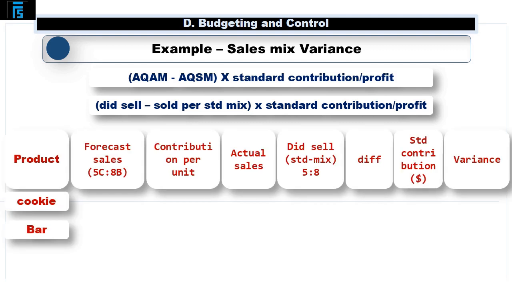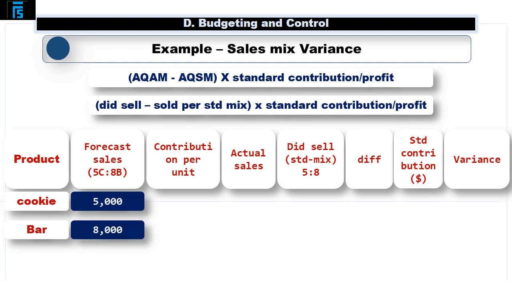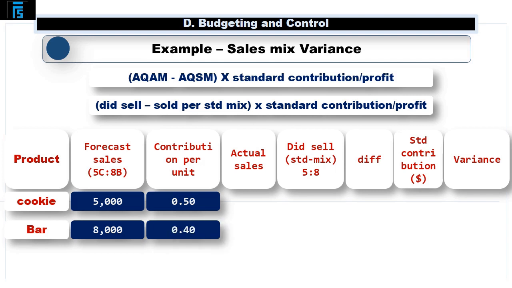Biscuit & Co Limited make and sell two biscuits, the cookie and the bar. Sales of the cookie are forecast to be 5,000 units, and sales of the bar are forecast to be 8,000 units. The standard mix is therefore 5 cookies to 8 bars. The contribution generated by each is 50 cents per cookie and 40 cents per bar. Actual sales were 4,900 cookies and 8,500 bars.